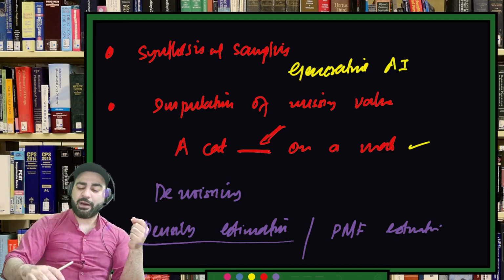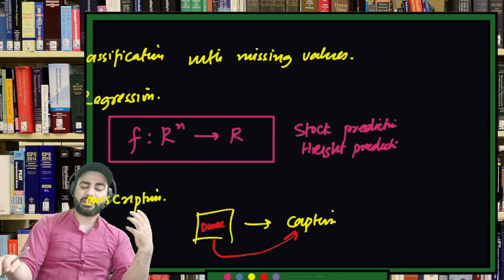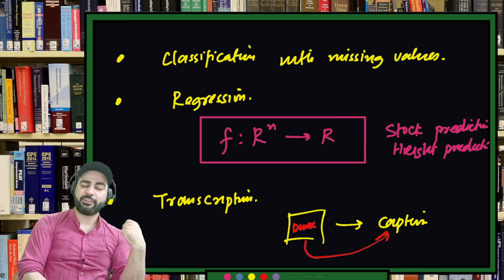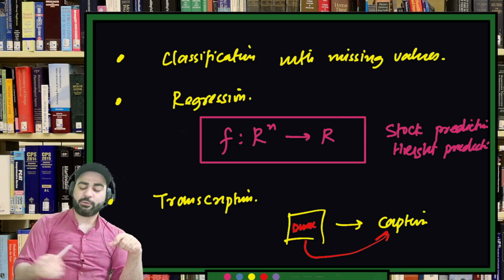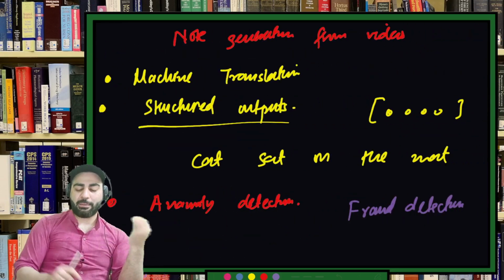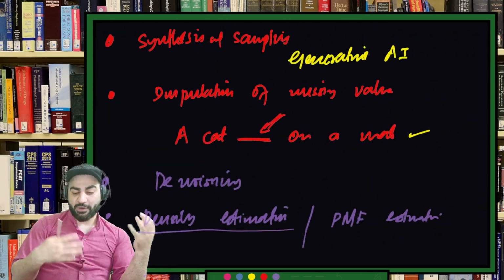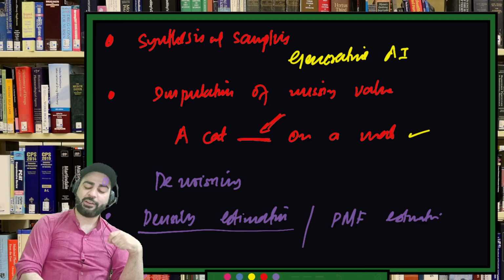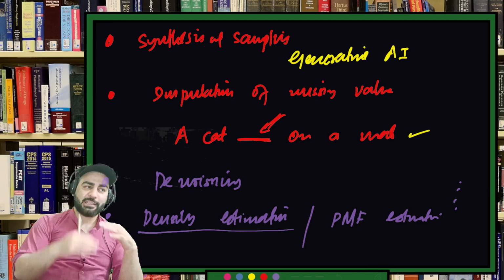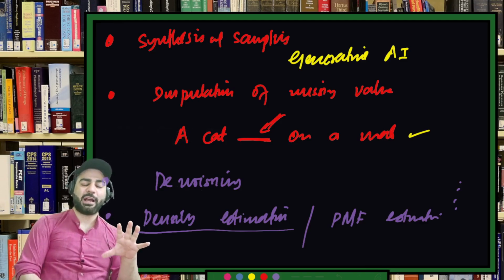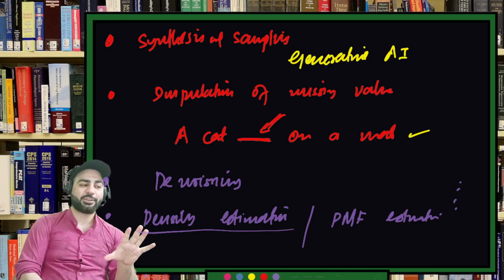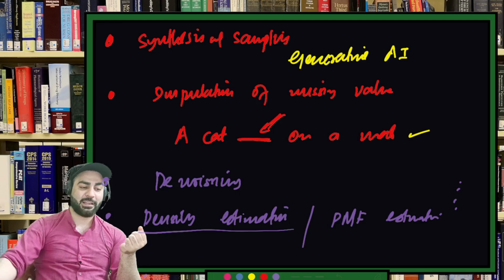Okay, at a high level, this is what I mean by tasks. We started with classification, then classification with missing values, then regression, transcription, machine translation, structured outputs, anomaly detection, synthesis and sampling, imputation of missing values, denoising, density estimation, and there are a lot more. This is not an exhaustive list, but I hope you got a hang of what tasks mean in machine learning. Can I assume that you understood what tasks mean in machine learning?